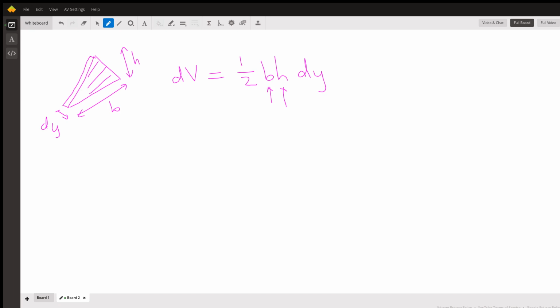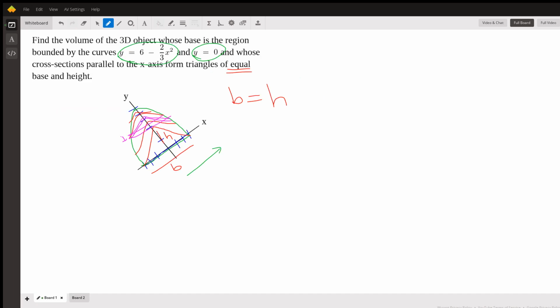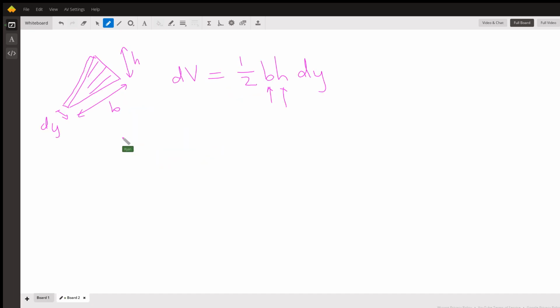And so here's one of the critical observations. First, we use the fact that the base and height are equal to each other. So that allows us to write an expression solely in terms of, for example, the base. So we'll write this as 1/2 base squared dy.